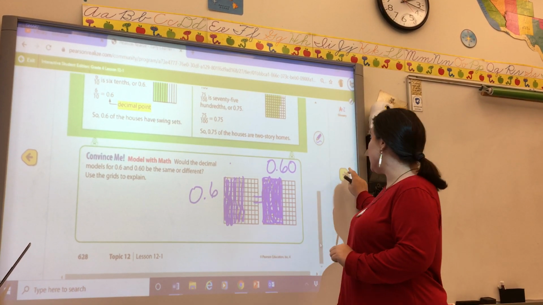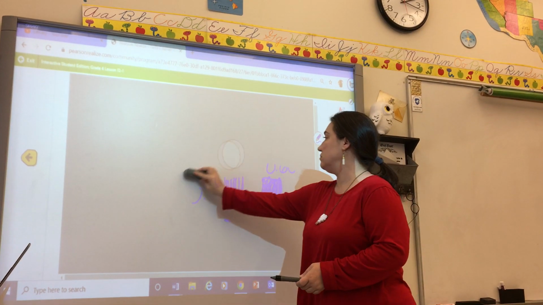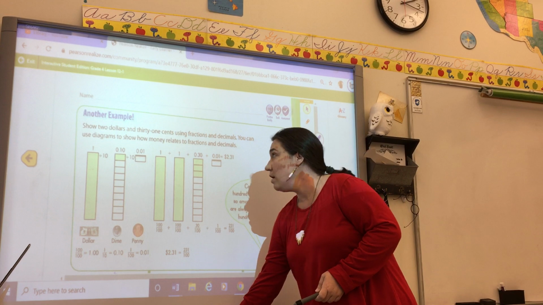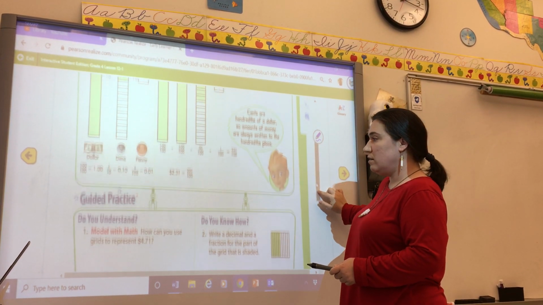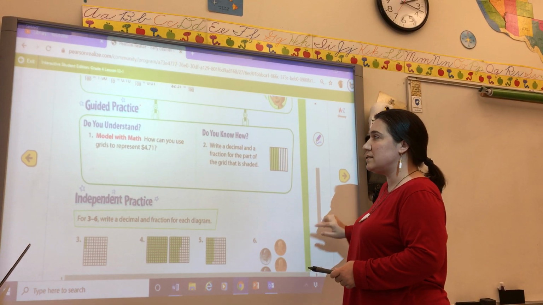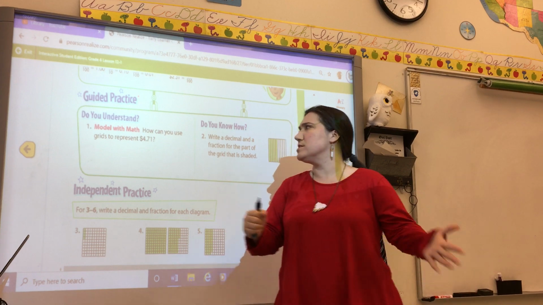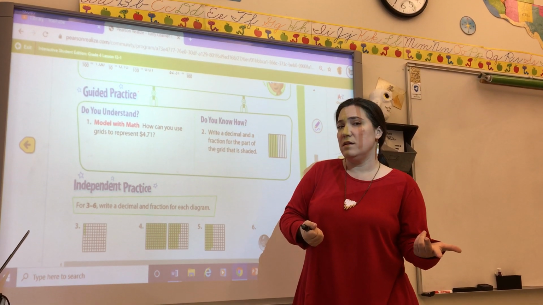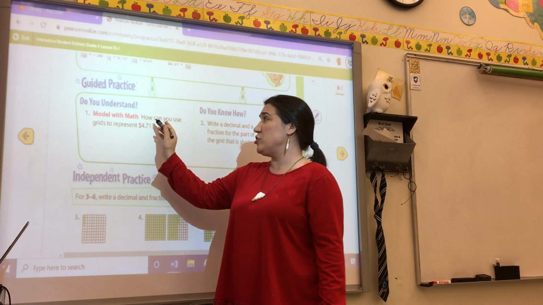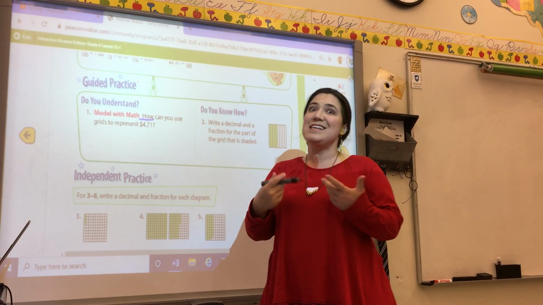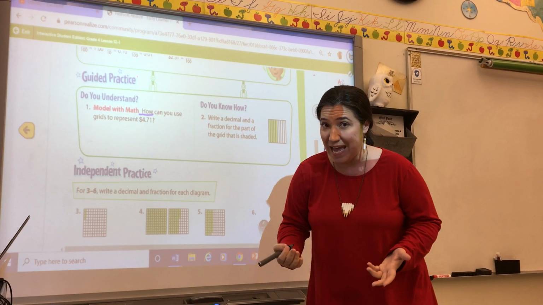Okay, so now I'm going to jump over to my next page. Another example, that's something you can read on your own there. Let's go down to guided practice, and we'll do the guided together with me guiding you. So number 1 says, do you understand? How could you use grids to represent $4.71? It doesn't say to draw it, it just says how. This is one of those where we have to use our sentences to give a mathy answer.